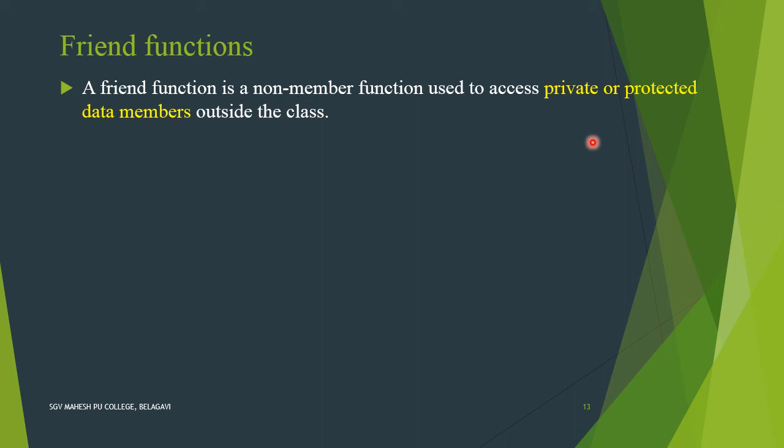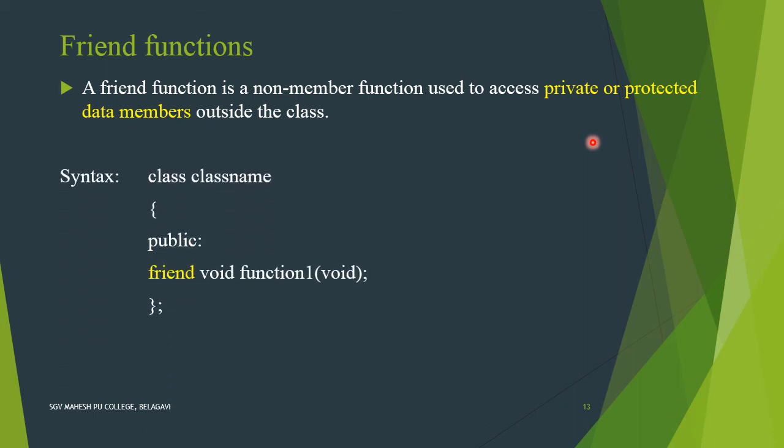What does the C++ programming rule tell us? Private members are accessible only within the class. But what we are doing here is trying to access the private data members outside the class. How is this possible? This is possible through a function, and that function is nothing but a friend function. Let's see how to write this friend function.